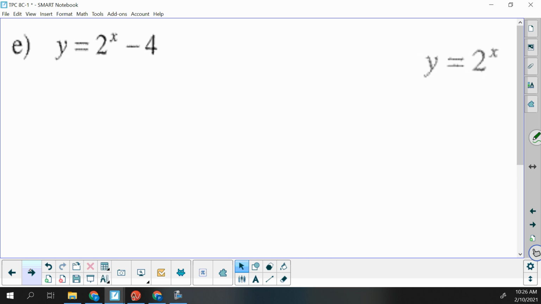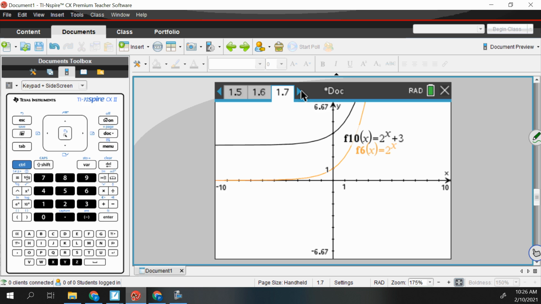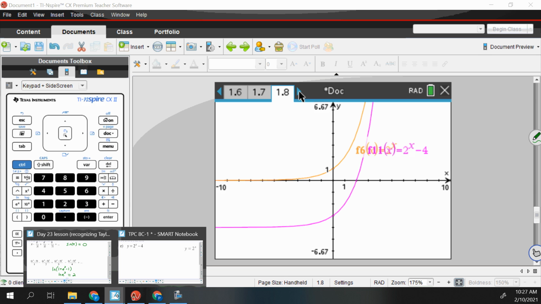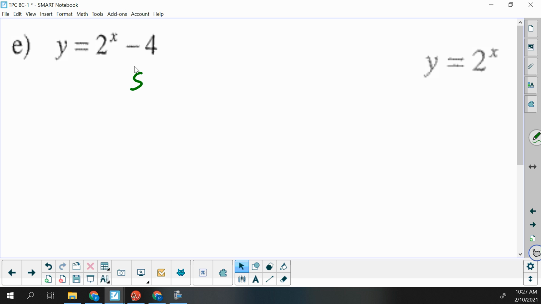Well, 2 to the x with a minus 4 at the end. See if in your head you can make a prediction. Well, there's our 2 to the x, and there's our 2 to the x minus 4. That shifted everything down 4. So for E, we'll have shift down 4.